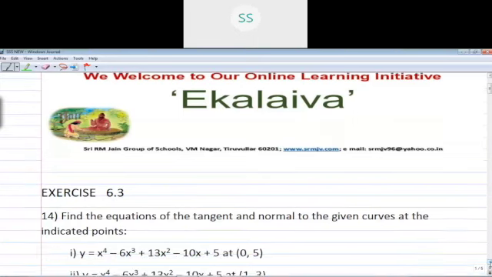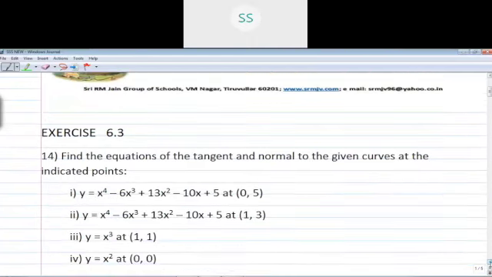See, the first question: y is equal to x power 4 minus 6x cube plus 13x square minus 10x plus 5 at 0 comma 5. The given point is 0 comma 5. The curve equation is here. First step, what do you want to do? Very good. You want to differentiate the curve equation with respect to x. Now I am going to do that.